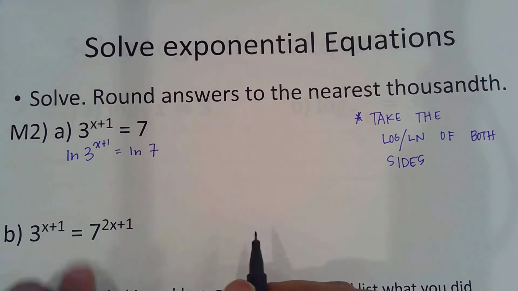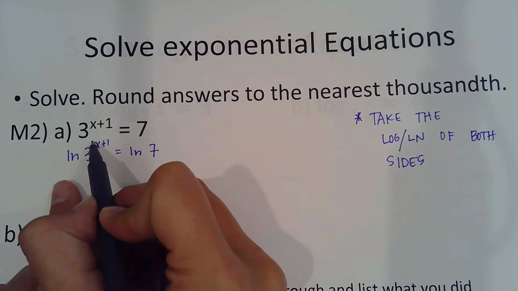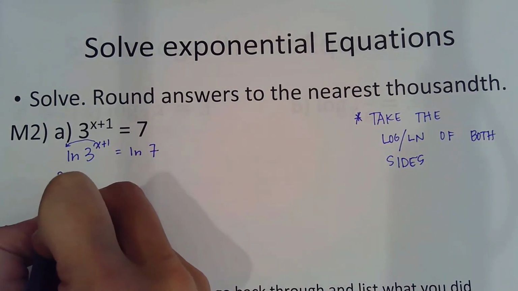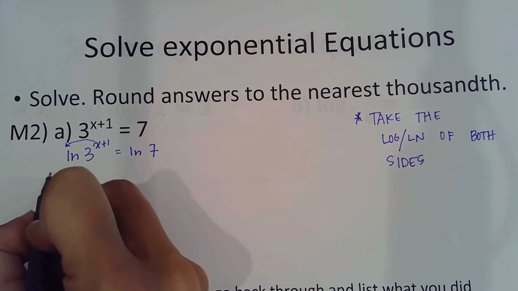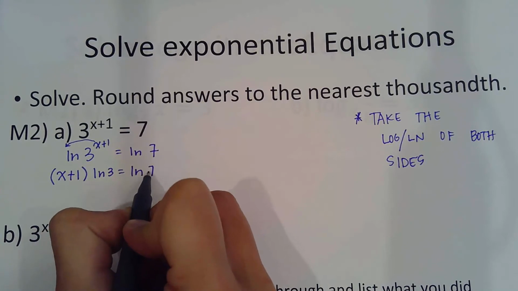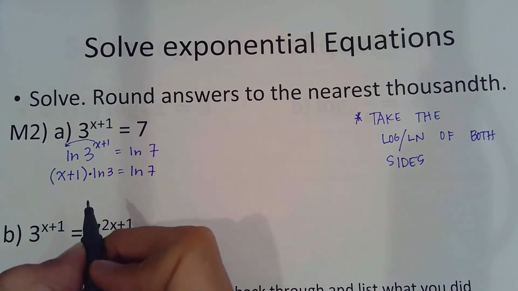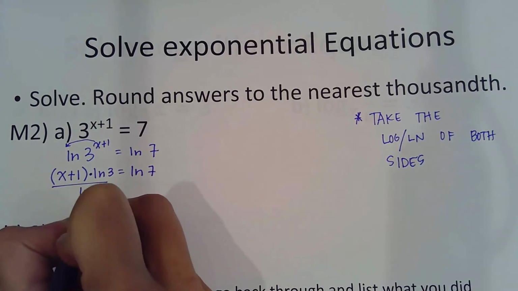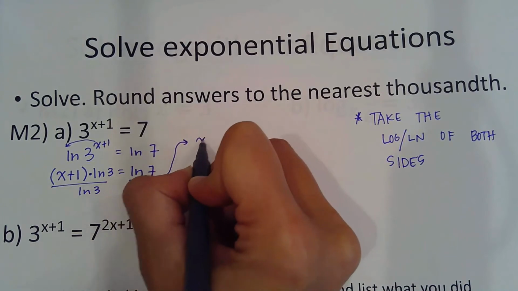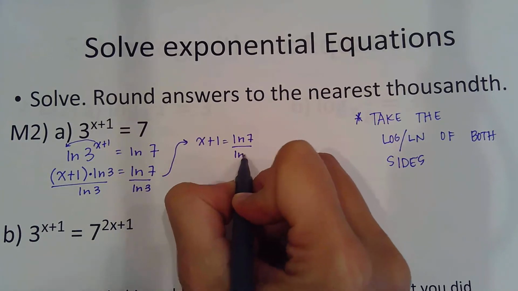So remember, if you've got a natural log or a log in the front, and I want to expand this, what can I do with that exponent? That exponent can go to the front. So this will be x plus 1 times natural log of 3. I can then divide both sides by natural log of 3. So then you'll have x plus 1 is equal to natural log of 7 over natural log of 3.